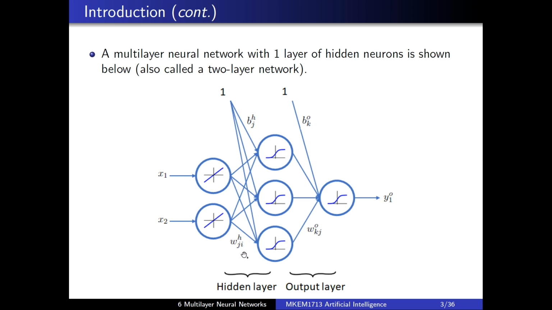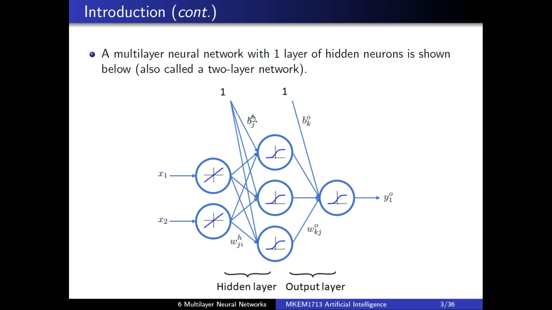All the weights here are called the hidden weights. All the weights here are called the output weights. And we have another type of weight which we will refer to as bias. It's exactly like a weight, but the input is always 1.